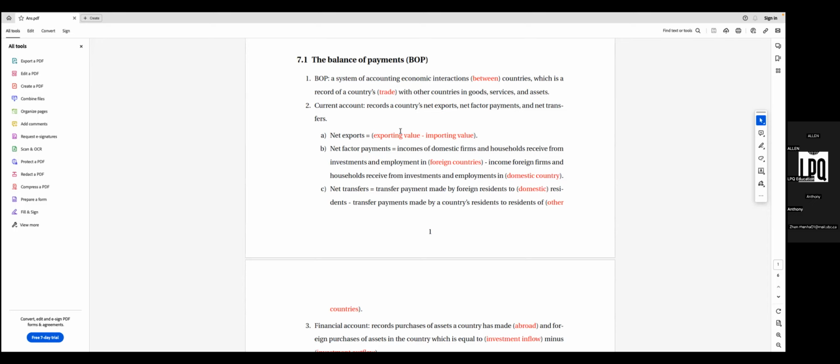In contrast, if you are a trade deficit country, that means money is leaving from your country and going to another country, flowing to your trading partners.